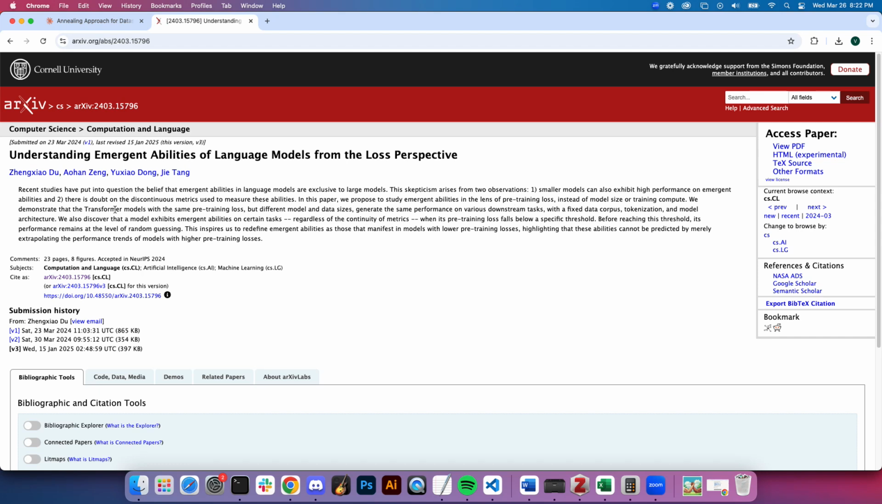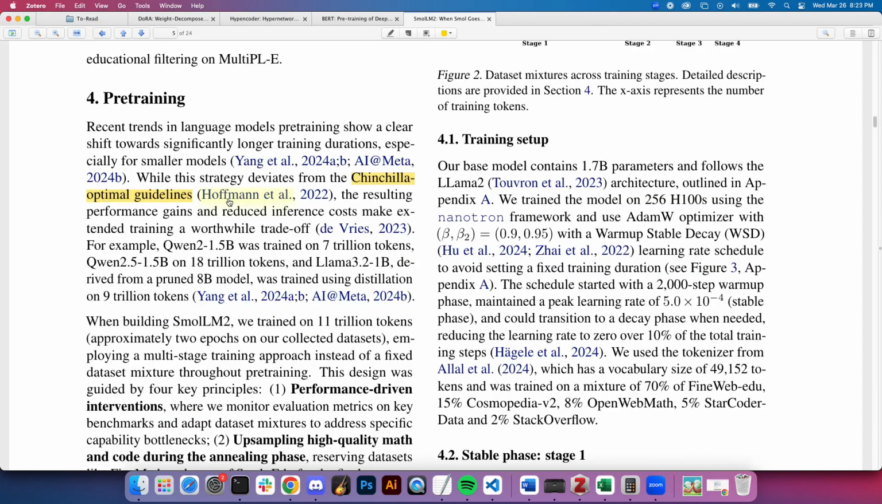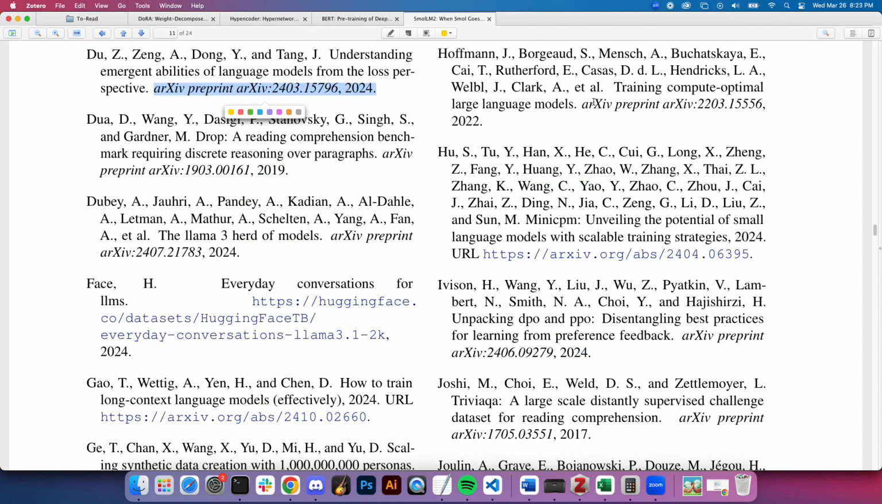We demonstrate that transformer models with the same pre-training loss, but different model and data sizes, generate the same performance on various downstream tasks. We also discovered that a model exhibits emergent capabilities or abilities on certain tasks, regardless of the continuity of metrics, when its pre-training loss falls below a specific threshold. Am I looking at the right thing? Let's see, what was it? Hoffmann. No. I was not looking at the right thing.